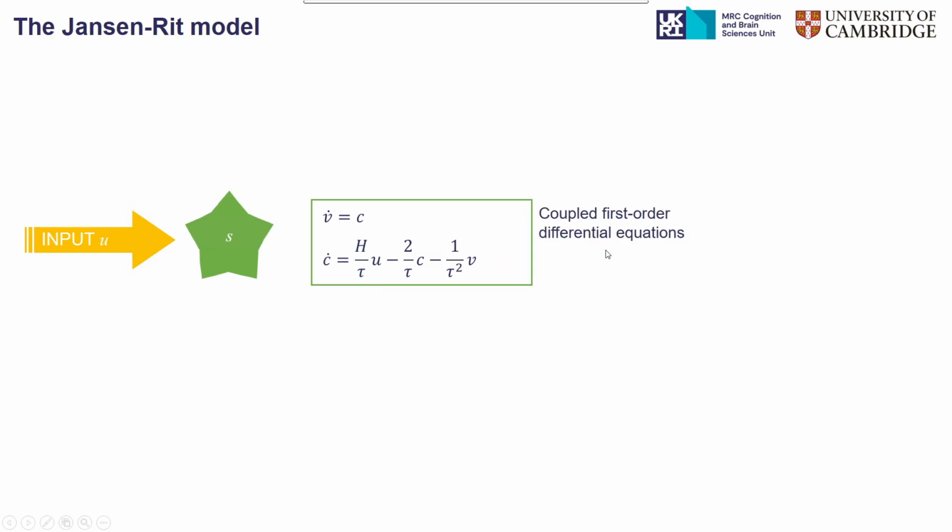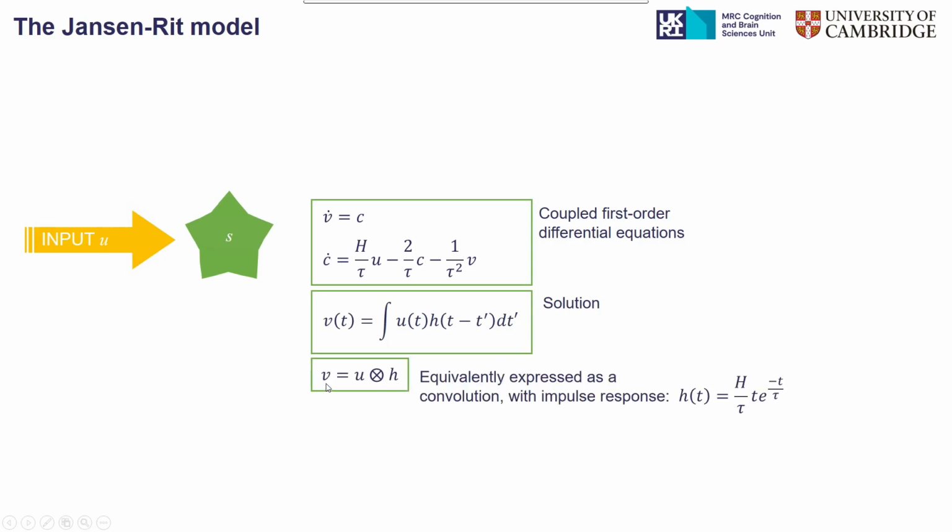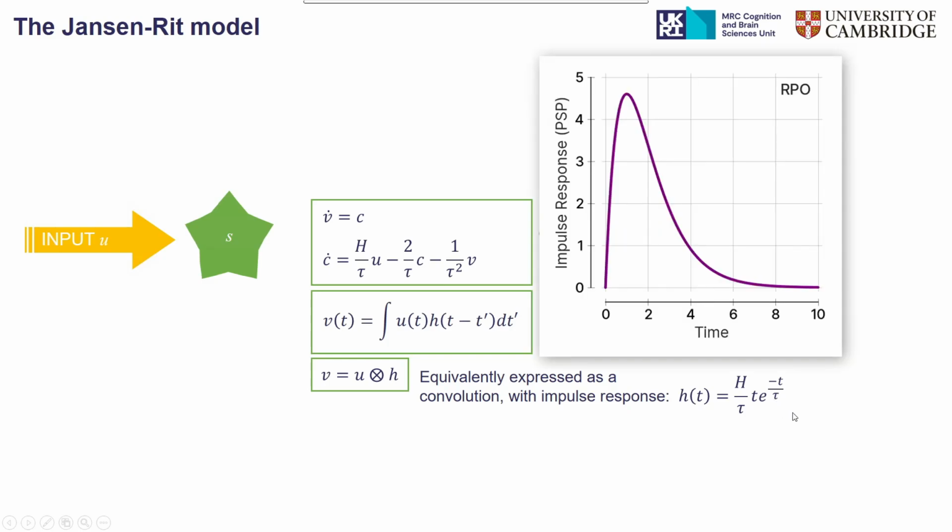These are coupled first order differential equations, and the solution to these equations is given by this integral here, which can be equivalently expressed as a convolution. V is u, the input, convolved by an impulse response h, and the impulse response is given by H, the average synaptic gain, divided by tau, times t, multiplied by e raised to negative t by tau, where t is time. Now this is what the impulse response looks like.